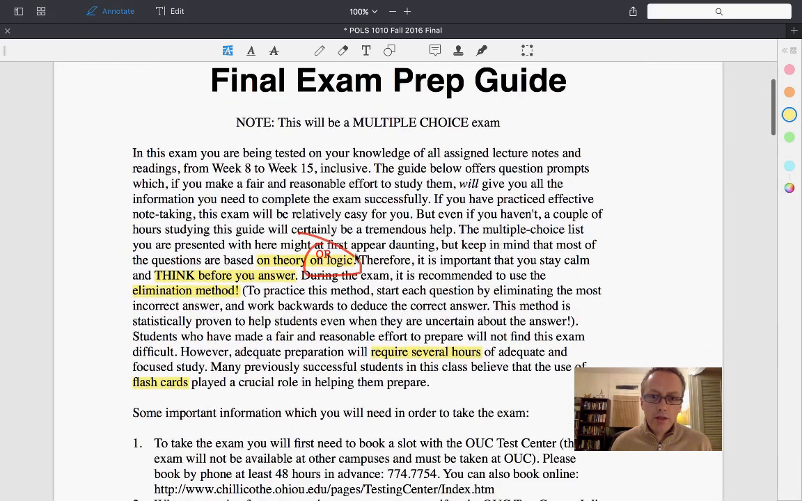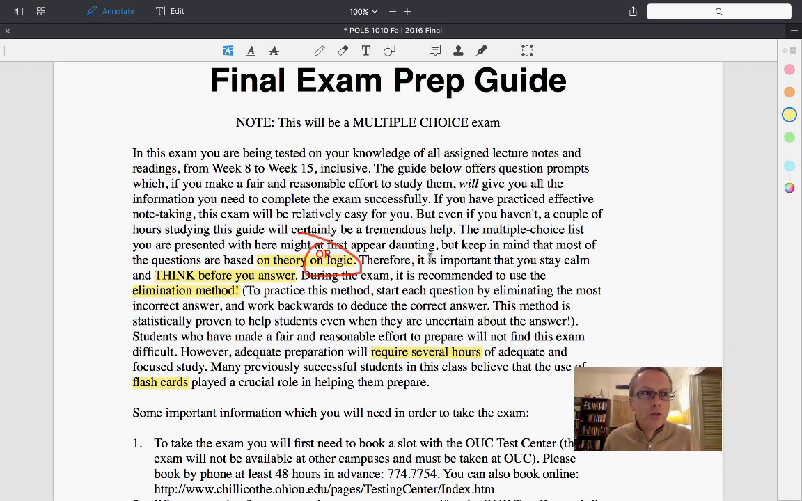Right off the bat, you can see here I've circled a little typo where it says the questions are based on theory, on logic. That's obviously supposed to be "or" logic, right? And that really speaks to the essential aspect of this study guide and the exam itself. I wouldn't say that too many of the questions here are going to be memorization questions.